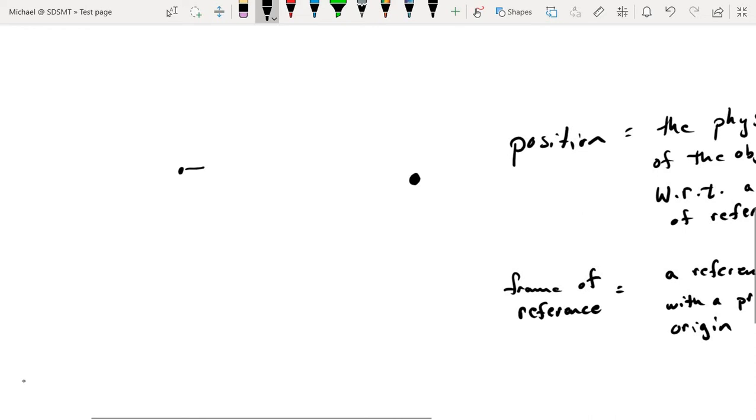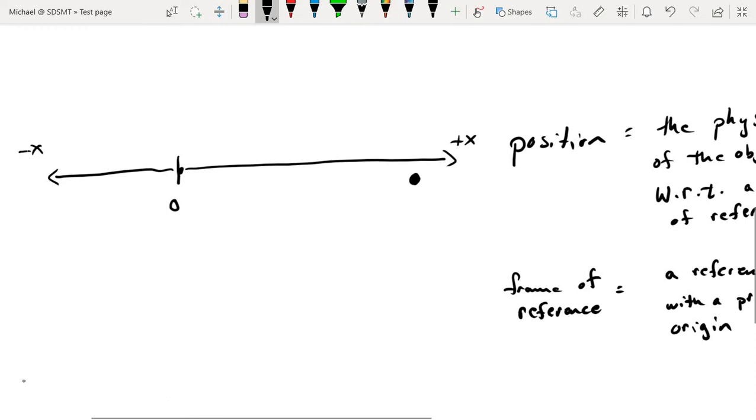Then I will draw a number line which extends in both directions. The origin is where we will have the 0 point on our number line. And then traditionally, moving to the right is how we measure our positive direction. Moving to the left of the reference frame is how we measure our negative direction. And the horizontal reference frame that I've drawn here is traditionally labeled as the X reference frame.